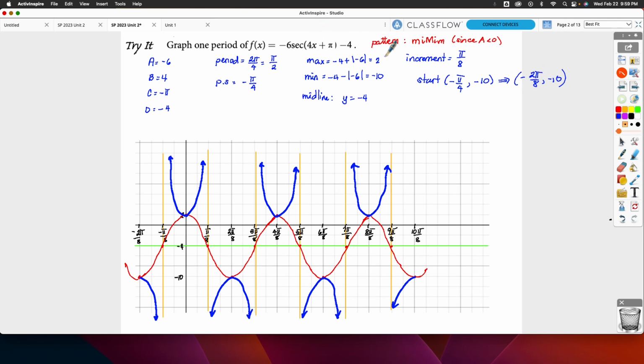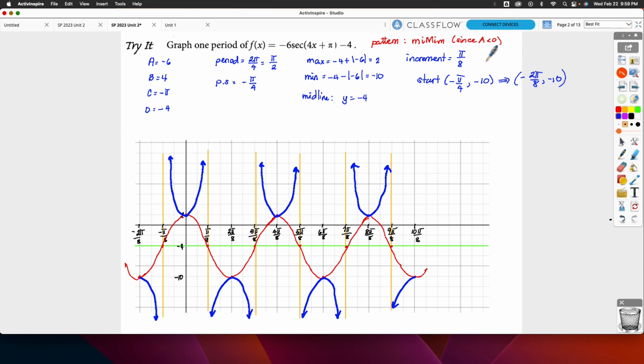The maximum value is -4 plus the absolute value of -6. Absolute value of -6 is +6. So -4 plus 6 would be equal to 2. The minimum would be -4 minus 6, which is -10. Our midline is y equals -4. And so we graph that midline right here.